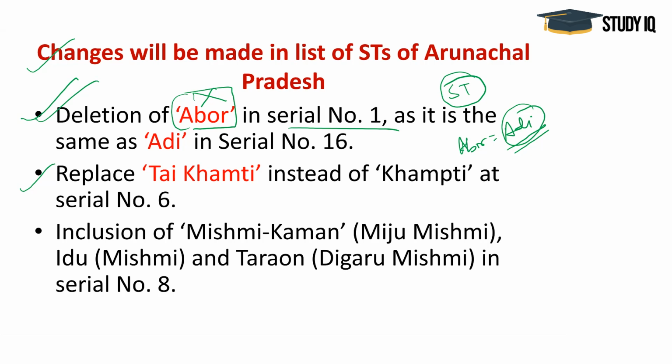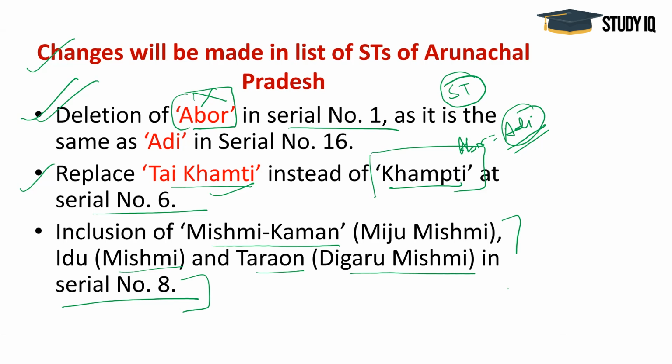Now they are also replacing Khamti. Earlier there was the tribe Khamti at serial number 6, but now they are replacing it with Tai Khamti. Right? Now next, they are including a few tribes also in serial number 8. Inclusion of Mishmi Kaman, that is Miji Mishmi, Idu, that is Mishmi, and Tarau, that is Digaru Mishmi in serial number 8. So there is inclusion. Now you see there is deletion, there is replacement, and there is inclusion in the new ST list that Cabinet has approved.